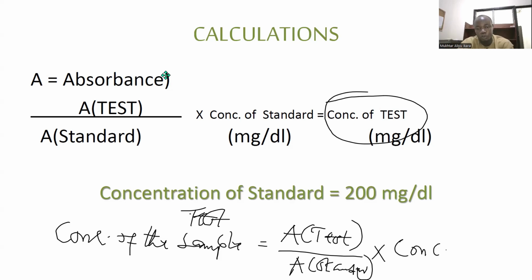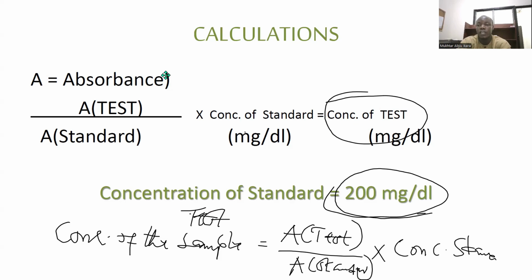So after you take the absorbance of the test, you divide it by the absorbance of the standard, then multiply by the concentration of the standard. Usually the concentration of the standard is 200 milligrams per dL, so it's already given here. Whatever you get after the calculation, you compare it with the 200 milligrams.